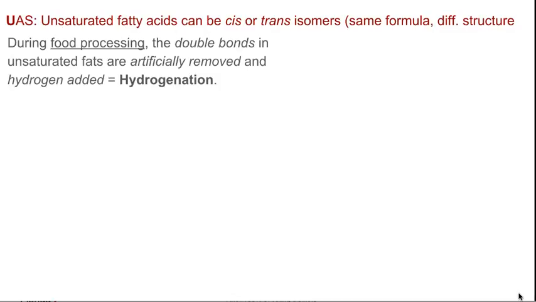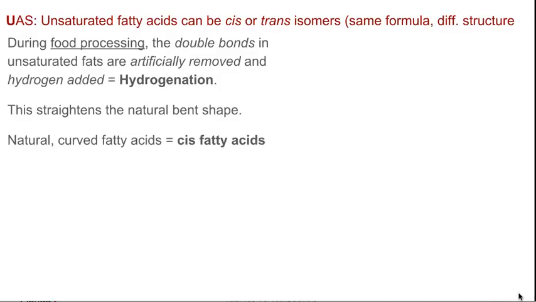This occurs during food processing, so where you're artificially manipulating that molecule. And what people do is they remove the double bonds from the unsaturated fats and they add hydrogen to where those free bonds are created. And this is called hydrogenation. So you might hear the term in media, hydrogenated fats. This straightens that naturally bent shape that we just saw.